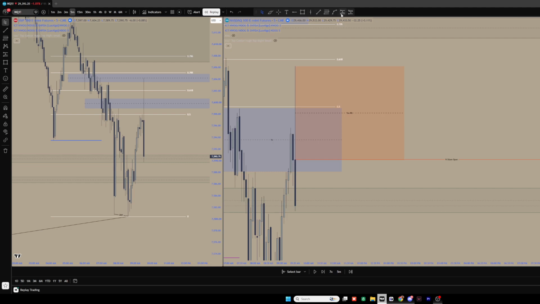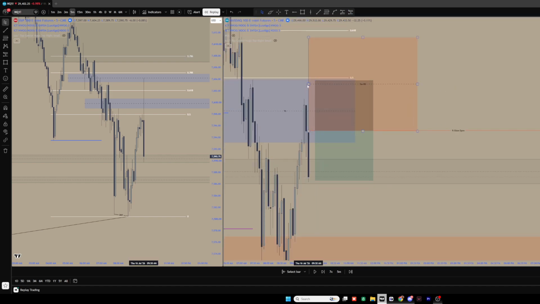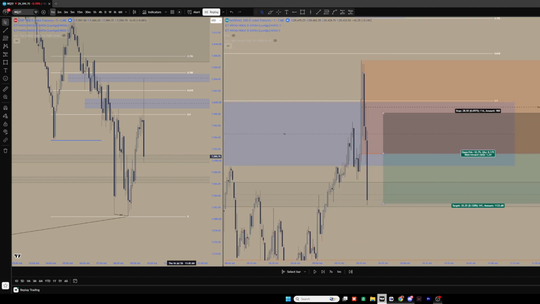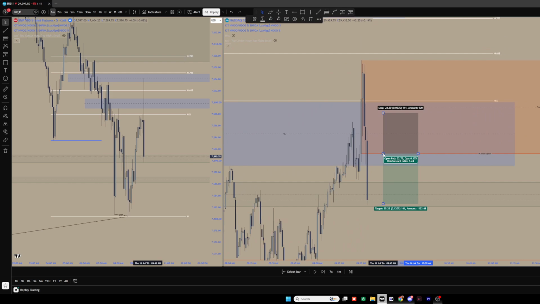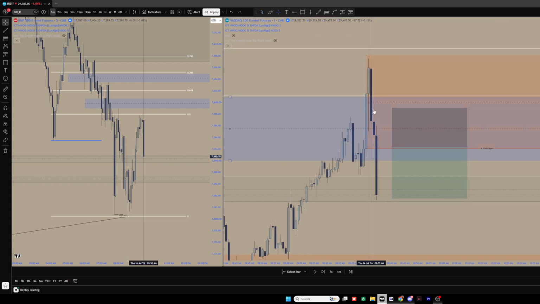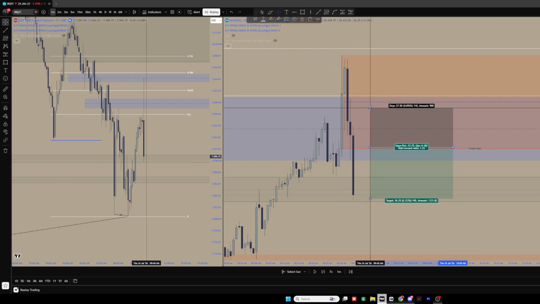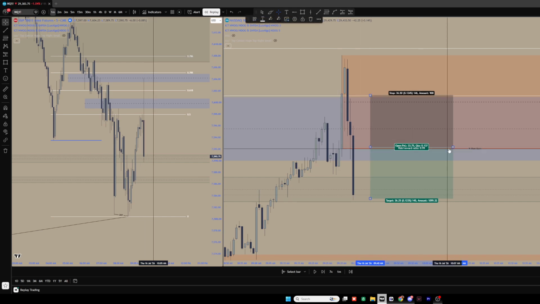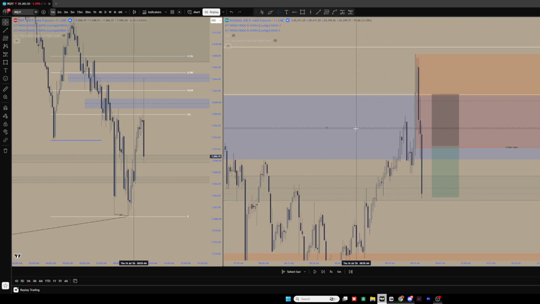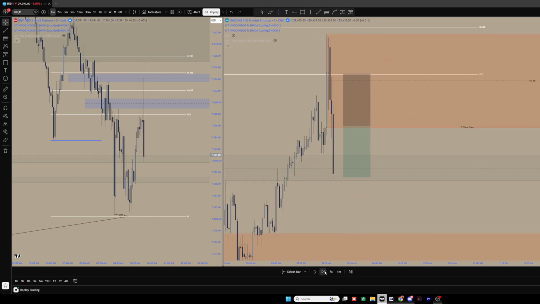But what I did is I limited the beginning of this rejection block, and I scaled down to the 1 minute and pretty much had my stop just above this 1 minute inversion here. So this 1 minute gets inversed, and I just have my stop right around here. Let me get rid of this. And then you can see, we form a 1 minute low here.